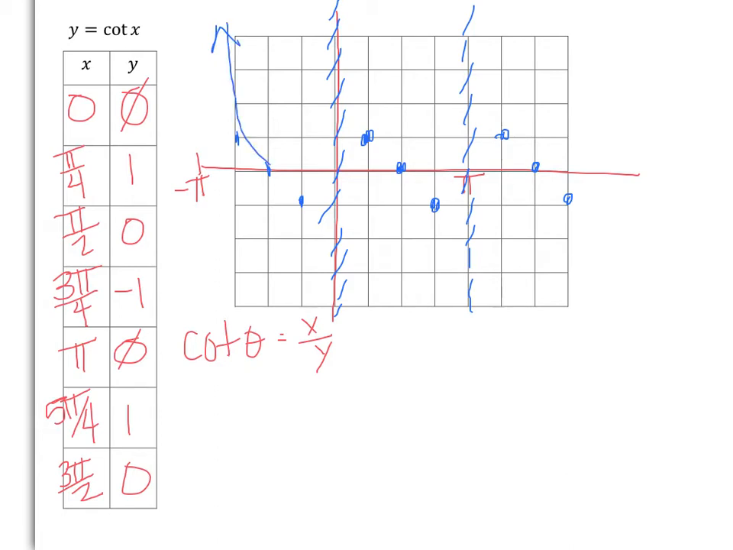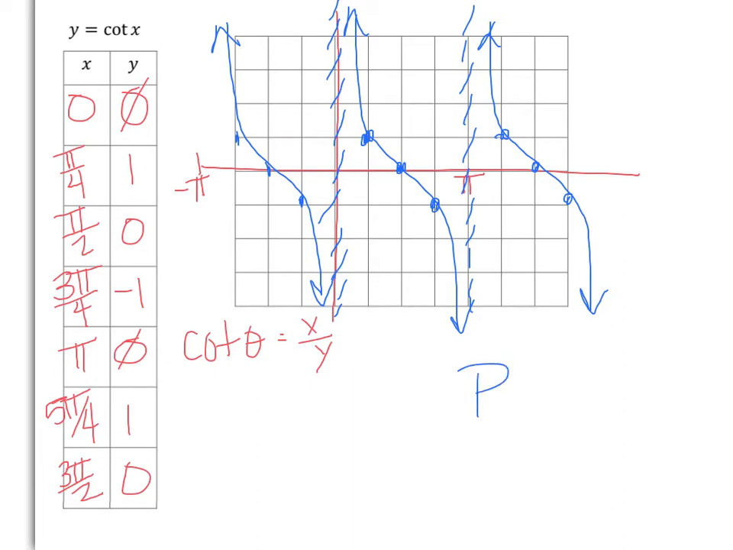Connect with extending lines, smooth curves. And you've got the cotangent graph. It's a little bit different. It goes up to down, not down to up. And its asymptotes actually start on 0. It's not centered at 0. And for cotangent, the period is still the same. It still takes pi.